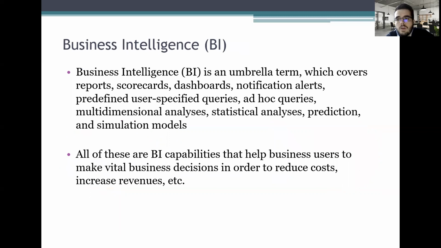And this data-driven decision-making has its own name, business intelligence, or BI. Business intelligence can be understood as an umbrella term. It covers reports, scorecards, dashboards, notification alerts, predefined user-specific queries like what-if analysis, and some ad hoc queries that may appear from just a person's imagination when it uses some data volumes to get necessary insights.